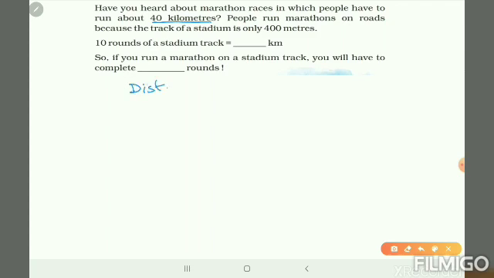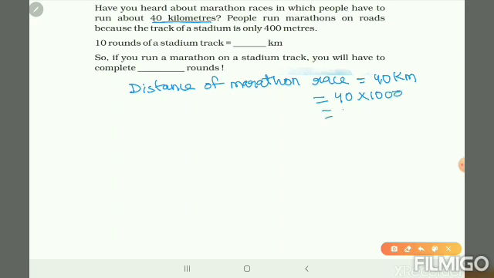So the distance of the marathon race is given here as 40 kilometers. Can we convert this 40 kilometers into meters? When we want to convert 40 kilometers into meters, we have to multiply it by 1000. So when we multiply it by 1000, we get our answer as 40,000 meters. And we already know from here that one round is equal to 400 meters.